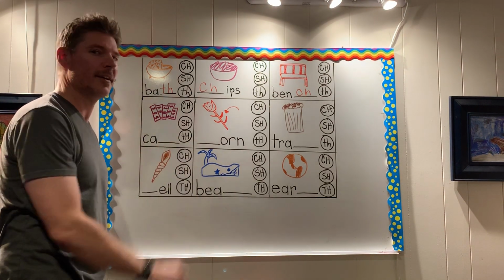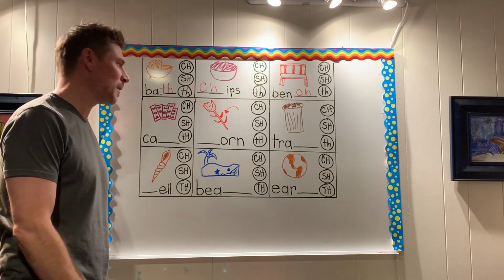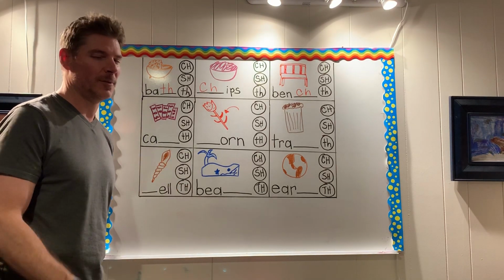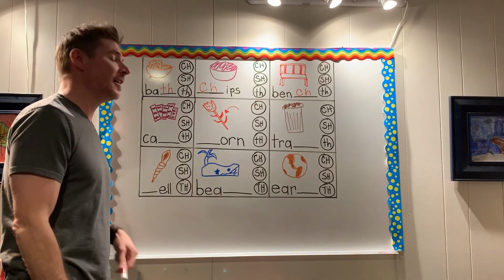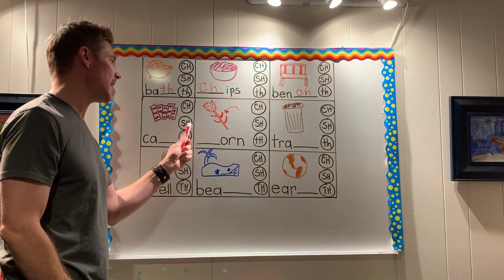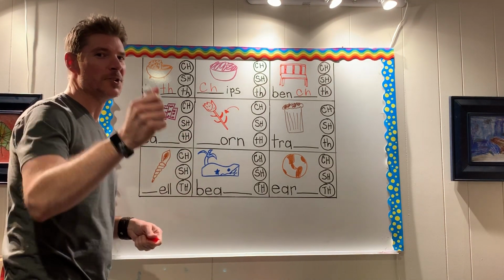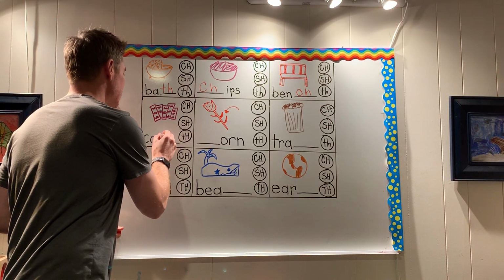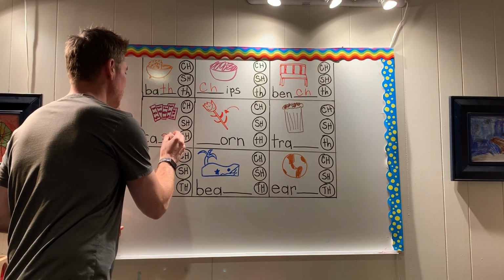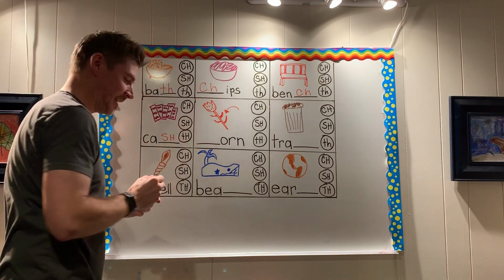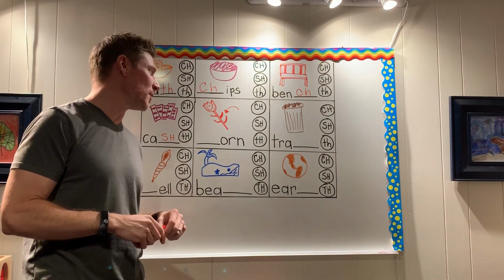TH. Cath. Please, I need one more dollar of cath. Wait a second. That doesn't sound good. If you said it was SH as the digraph, you are correct. Let's put the SH in its place. Cash. Nice job.